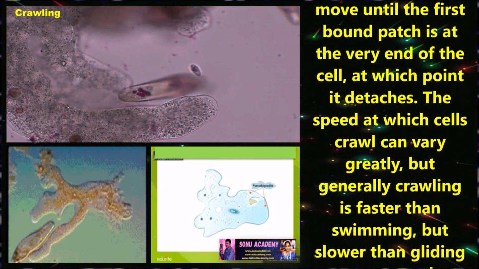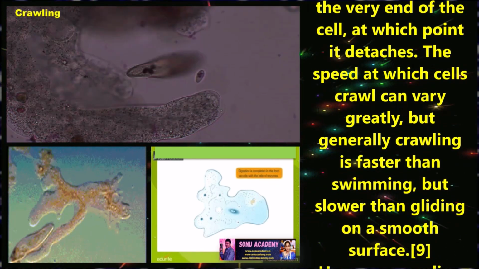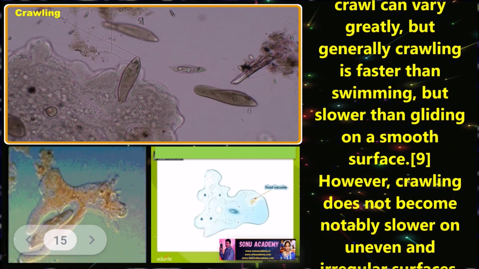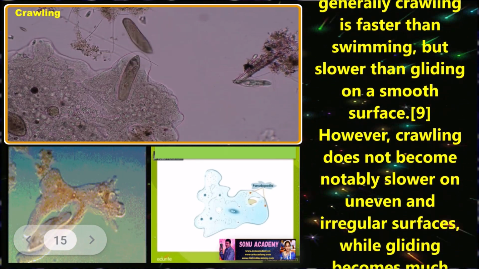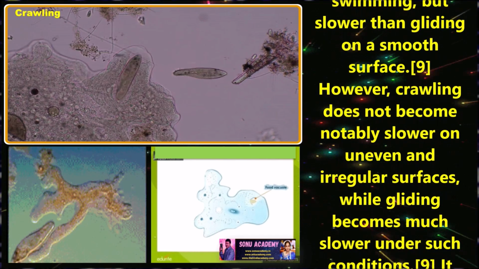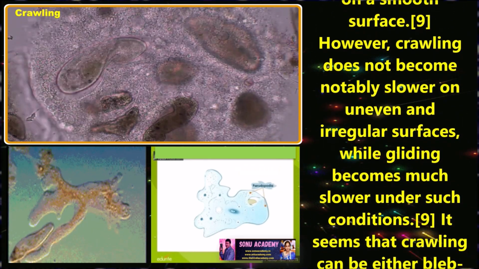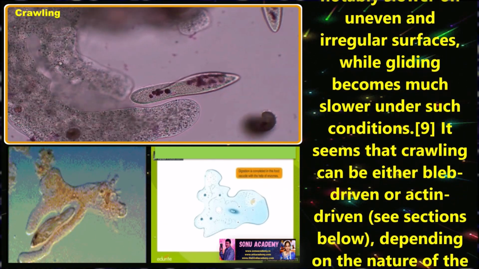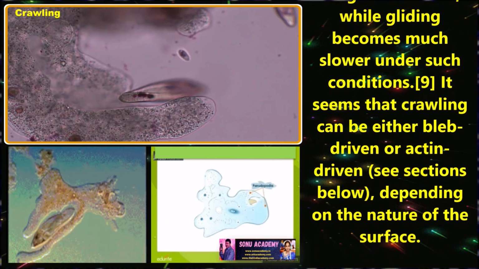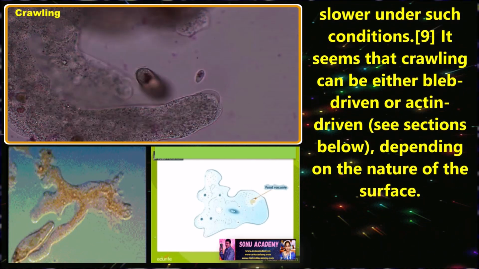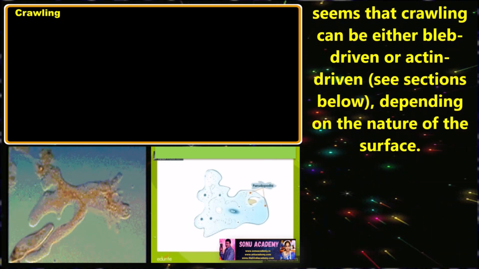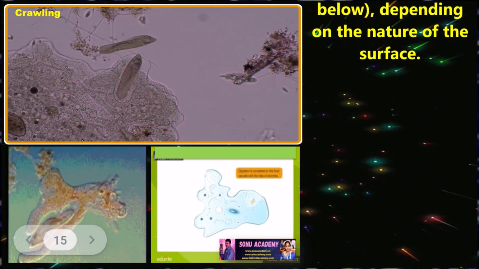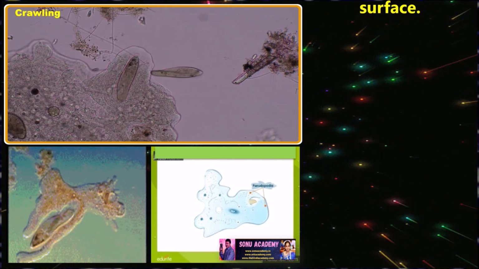The speed at which cells crawl can vary greatly, but generally crawling is faster than swimming but slower than gliding on a smooth surface. However, crawling does not become notably slower on uneven and irregular surfaces, while gliding becomes much slower under such conditions. It seems that crawling can be either myosin driven or actin driven, depending on the nature of the surface.